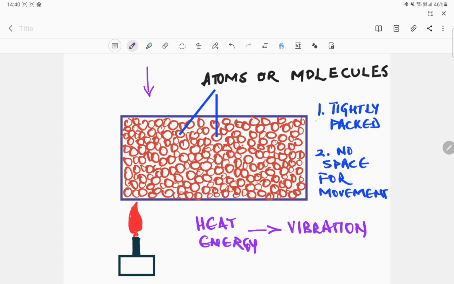Now, there are two properties of solids. Number one, the atoms or molecules that make a solid are tightly packed. And number two, because of such tight packing, they are so close to each other that there is very little or no space for these particles to move around.